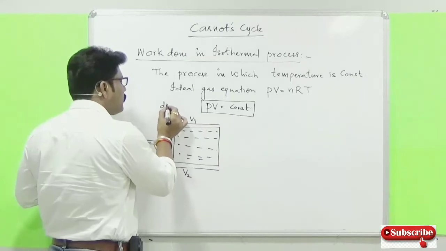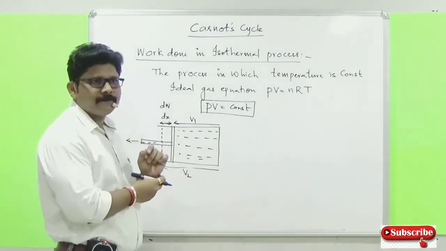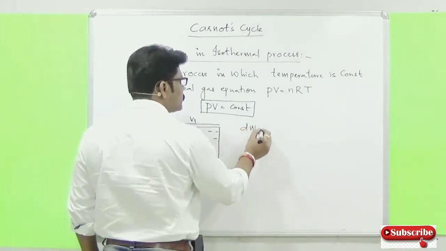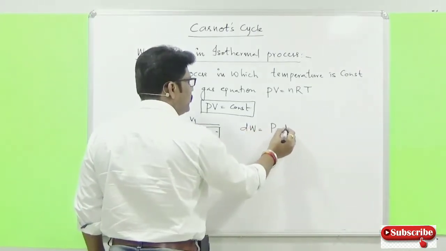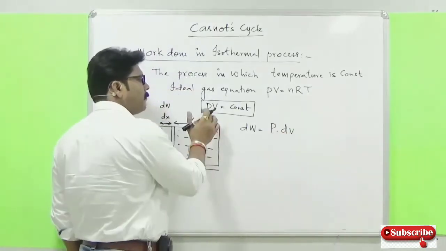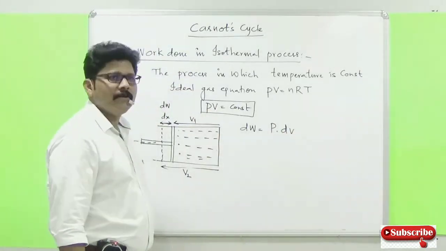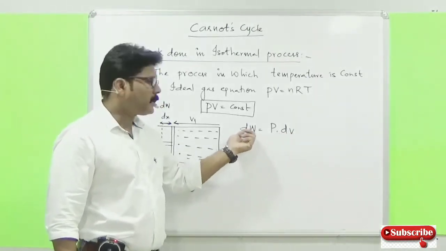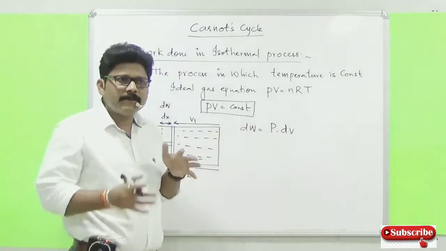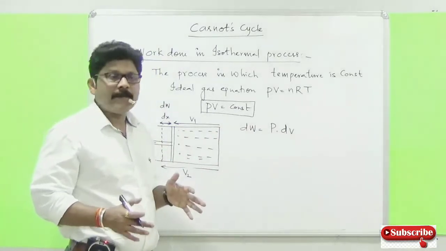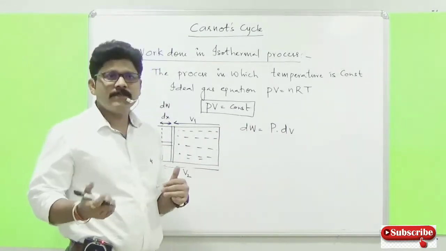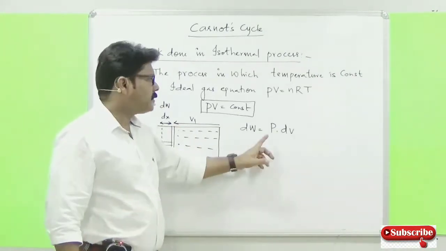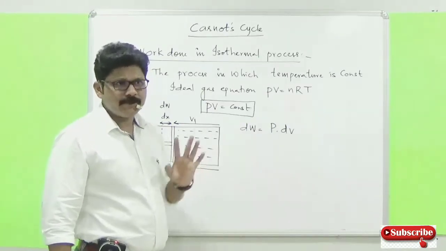Now let us take a small work done for this distance, dW. dW equals P into dV, because pressure is constant and the change in volume is dV. This is the relation between work done, pressure and volume. We kept the pressure constant, because if both pressure and volume are changing, it is not possible; one has to be constant. So pressure is constant and volume is changing.